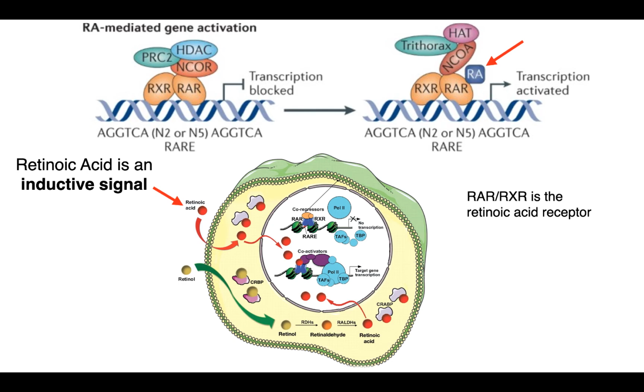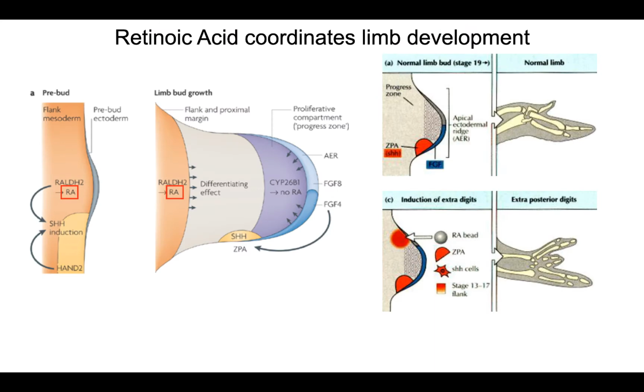Retinoic acid, when secreted by one cell type, is received by another cell type. And retinoic acid is a steroid hormone, which means that it can pass straight through the membrane. It doesn't need to bind to a receptor on the cell surface. It gets into the nucleus and binds to its receptor called RAR-RXR. And when it's bound to its receptor, it turns on a set of genes, thereby taking the cell down a new developmental pathway. Now, retinoic acid, among other things, is involved in and coordinates limb development.